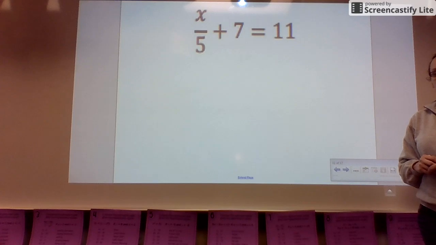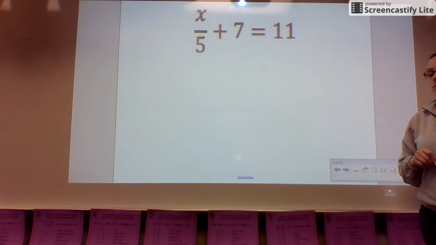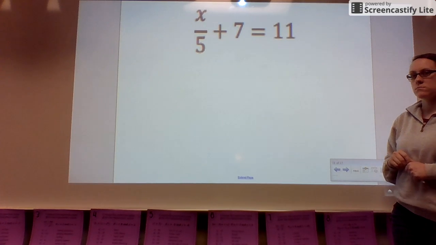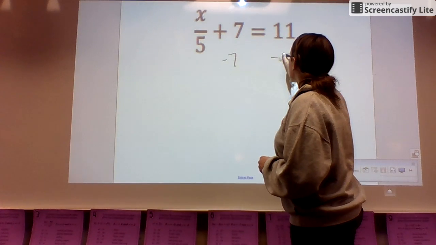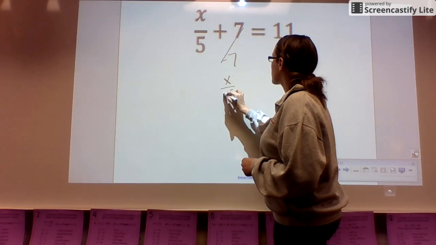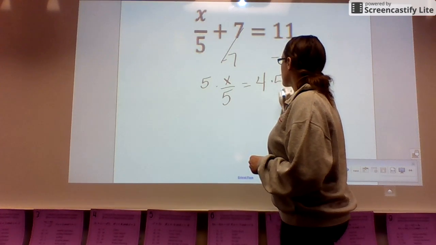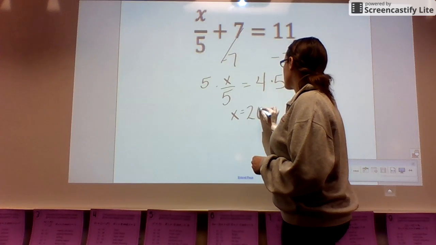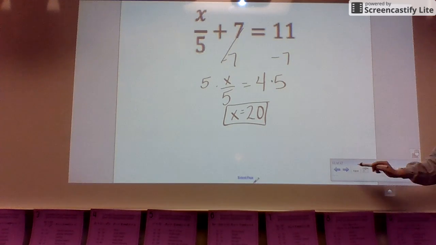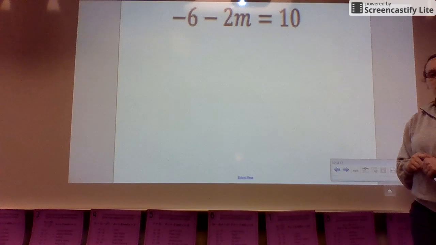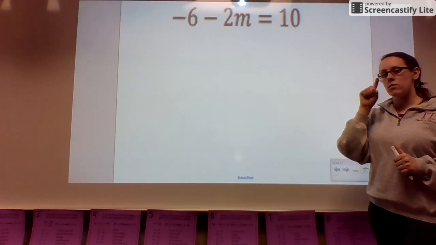Okay, so your first equation is x divided by 5 plus 7 equals 11. Go ahead and pause the video and solve it. Okay, when you solved it, you should have gotten x is equal to 20. All right, you have negative 6 minus 2m is equal to 10. Go ahead and pause the video and solve it.